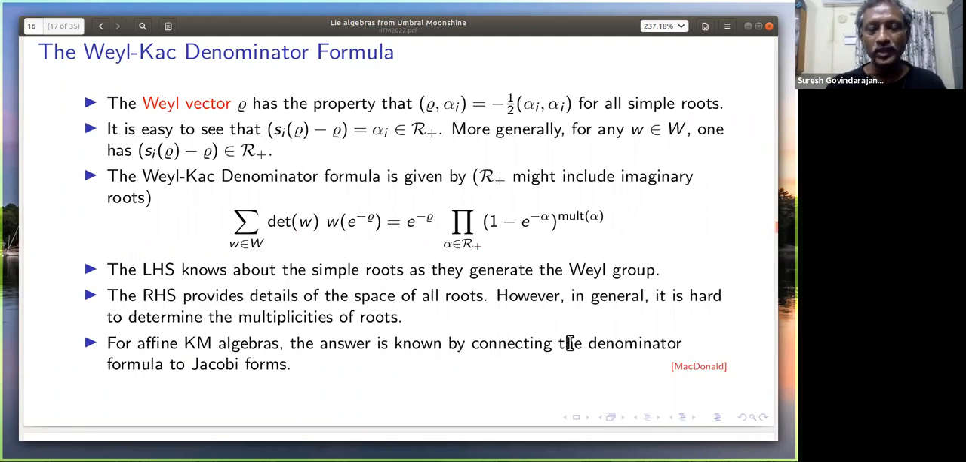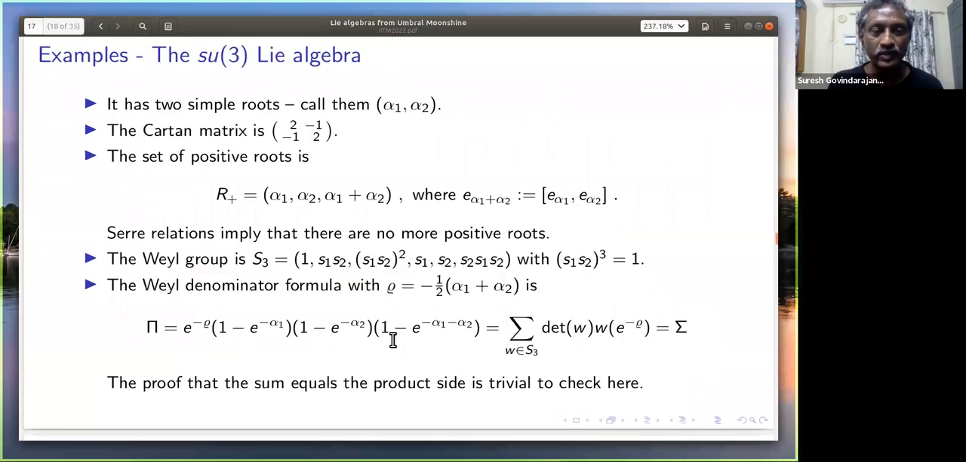So this is what you get. But then there was a beautiful idea due to Macdonald that he realized for affine Kac-Moody algebras, where now you have infinite such roots. The answer is known by connecting the denominator formula, this product formula, to Jacobi forms. So what he did is he solved this problem of multiplicity by connecting it up with Jacobi forms. So let's see how that goes for a very simple example. First, we'll do some examples now.